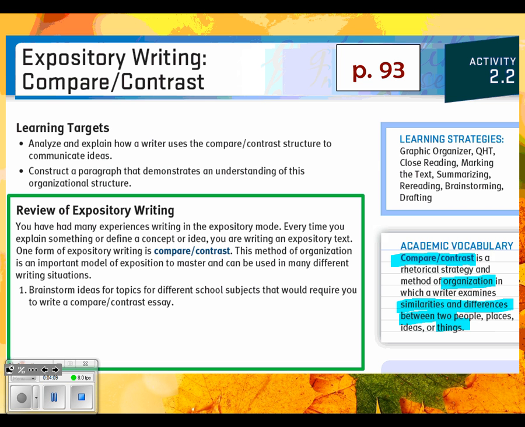So Amaya, could you read the chunk of info right below that subheading, review of expository writing? We have had many experiences writing expository notes. Every time you explain something or define a concept or idea, you are writing an expository text. One form of expository writing is compare and contrast. This method of organization is an important model of exposition to master and can be used in many different writing systems. Thanks. So we've got step one telling us to brainstorm ideas.